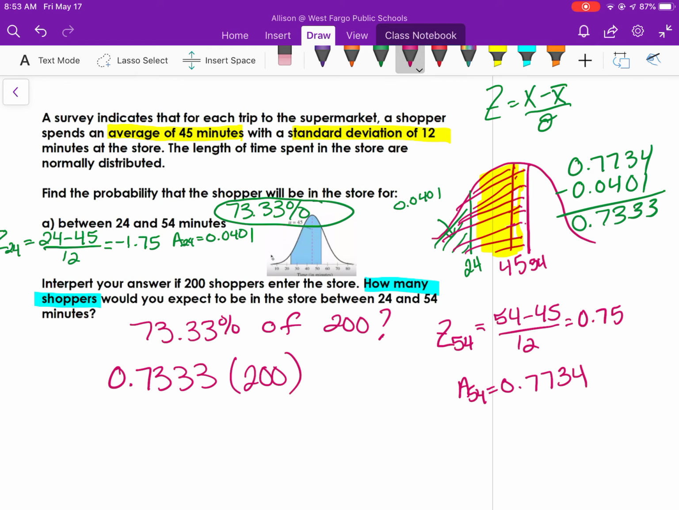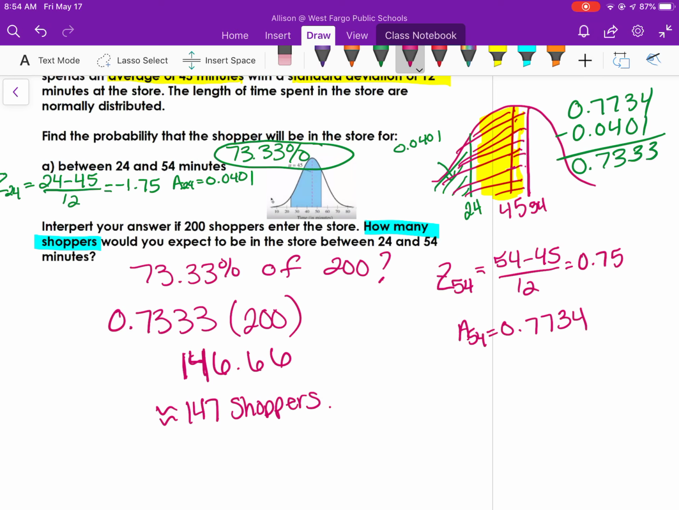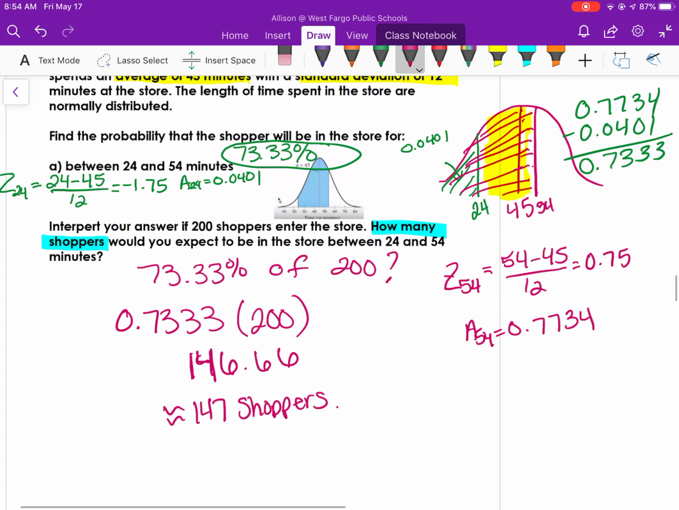And I got 146.66 shoppers. So about how many shoppers? So I could say about 147 shoppers. If I was looking for an exact number of shoppers that were going to be in the store, I might round down because I can't have 0.6 of a shopper. That doesn't make sense. But I was just looking for an approximate amount. So I was optimistic that the 0.6 would be an extra shopper.